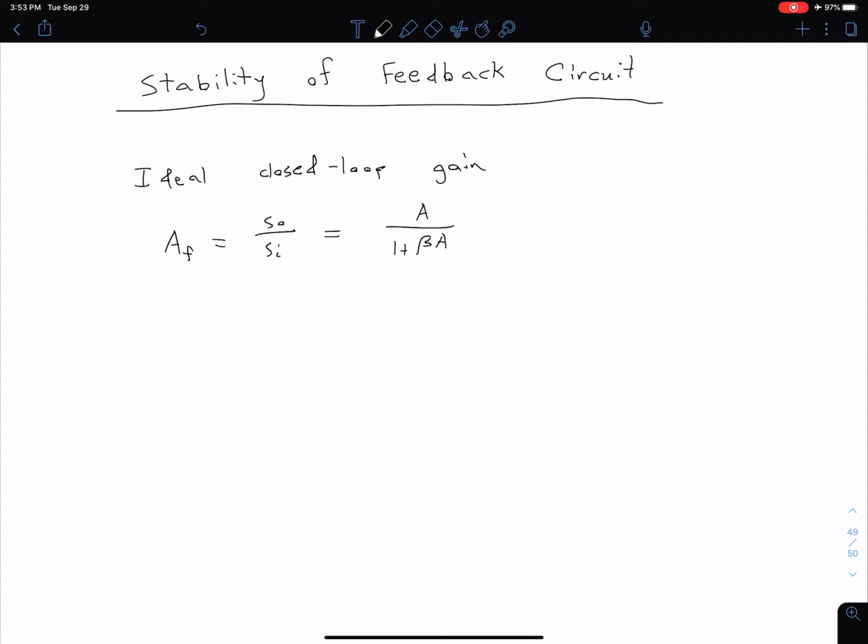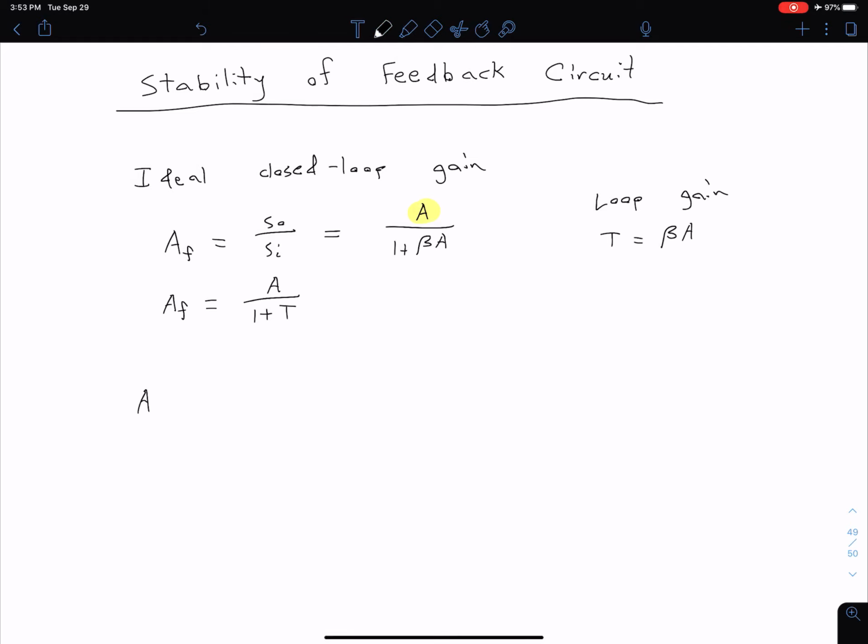And so remember, A here is our open loop gain. Beta was our feedback transfer function. And we had also defined this term called our loop gain, which we said was equal to T, and T was given as beta times A. So we could come back and rewrite this as A divided by 1 plus our loop gain T.